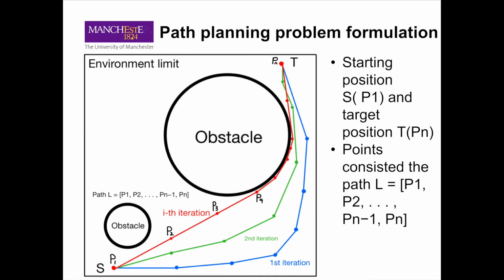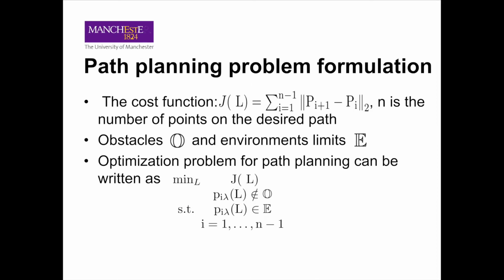Here is an example. We can define a starting position S as P1 and the target position T as Pn, and define the points consisting of the path as L, which contains P1, P2 to Pn, and the cost function can be defined as this. The cost function JL is the length of the path, and N is the number of points on the desired path. Then we define the obstacles and the environment limits.